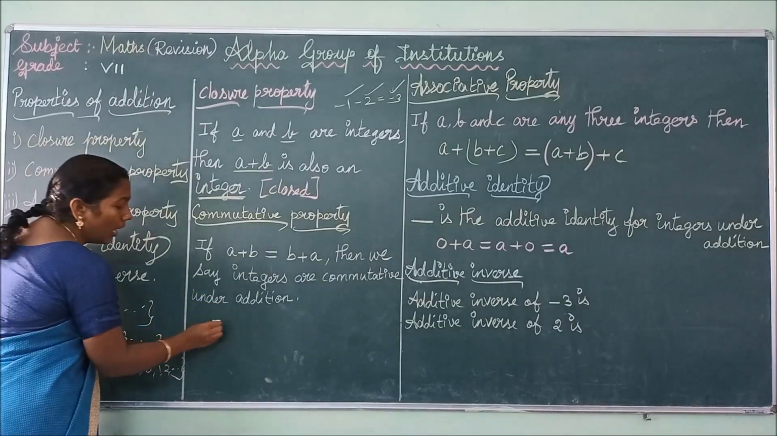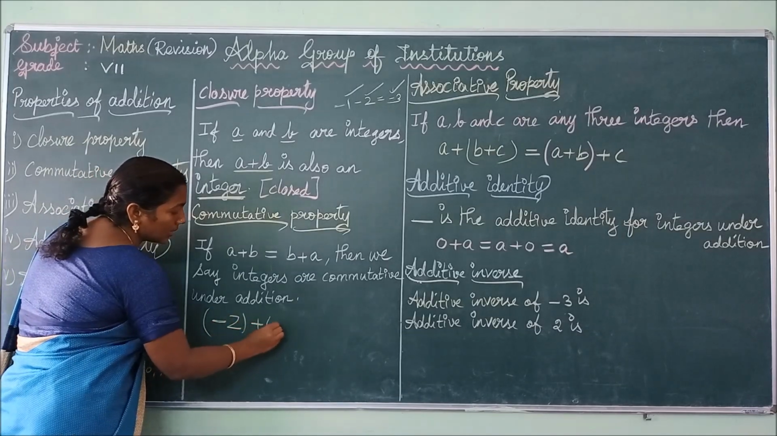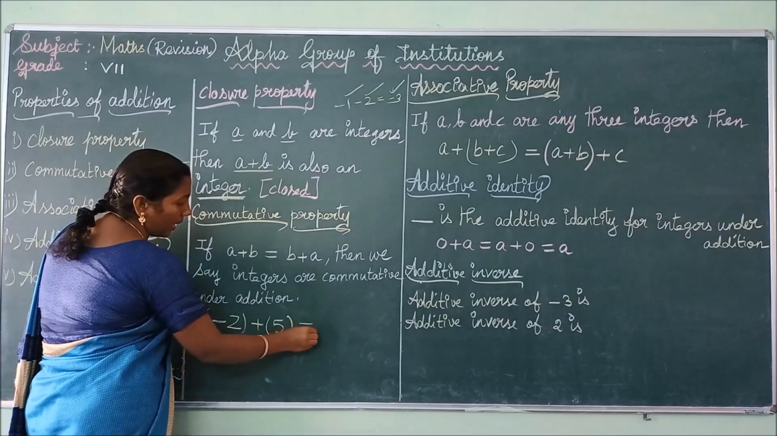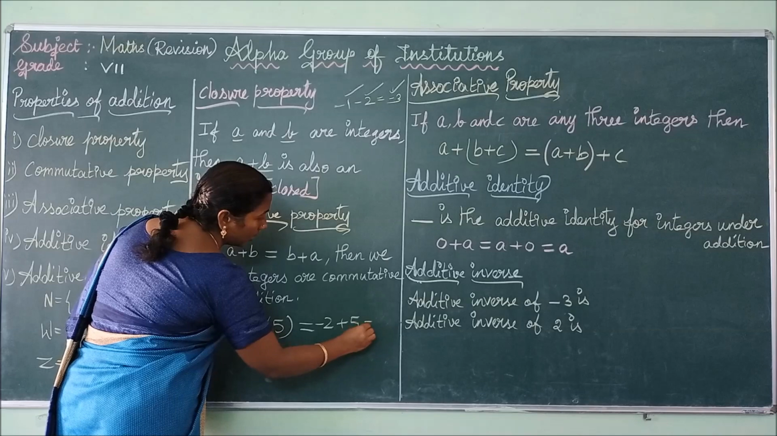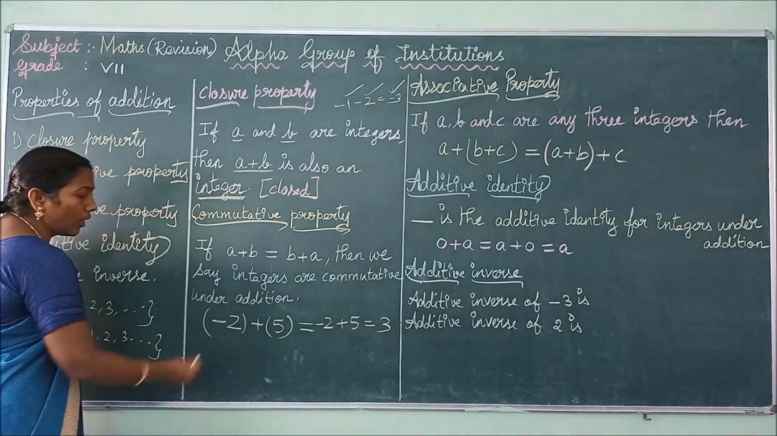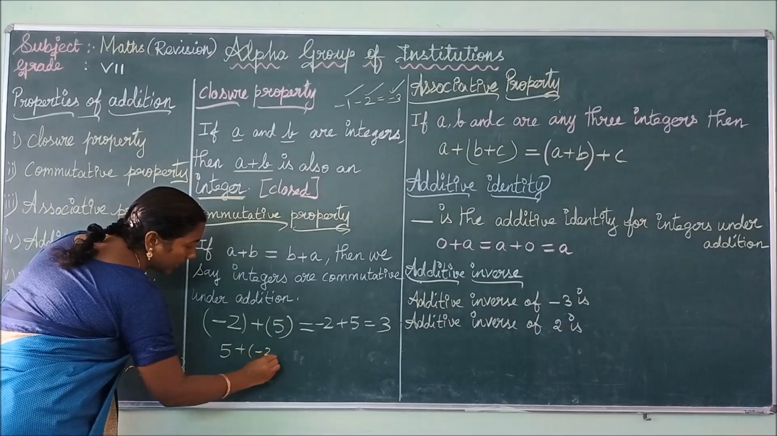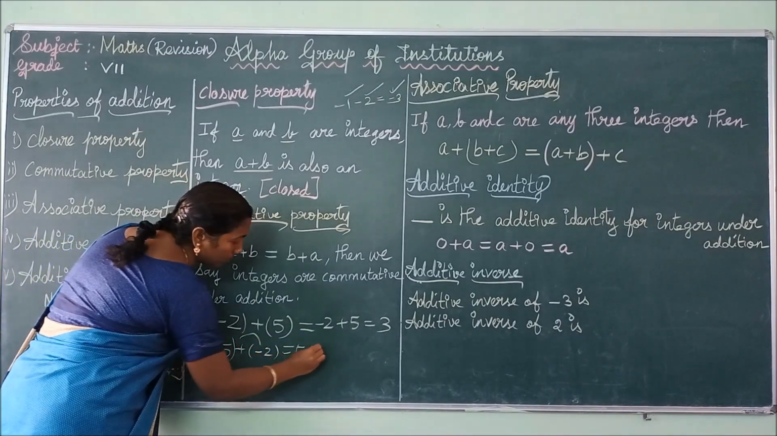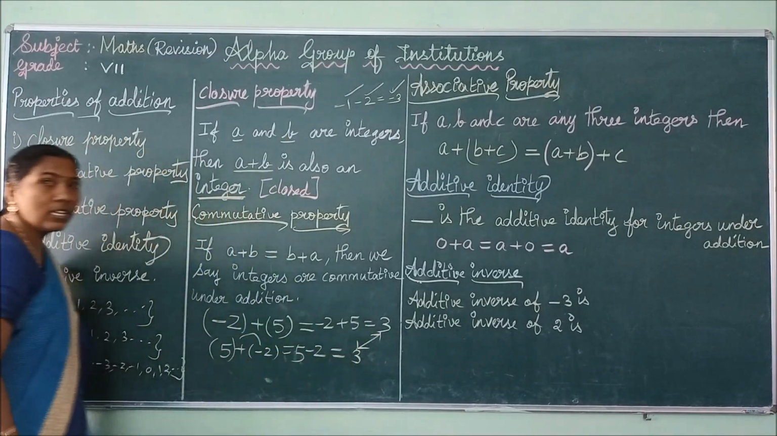For example, I am taking another two integers, -2 plus 5. I am adding -2 plus 5. So what is your answer? 3. Now I am going to change these integers: 5 plus -2. So what is the answer? 3. So in both steps we get the same answer.